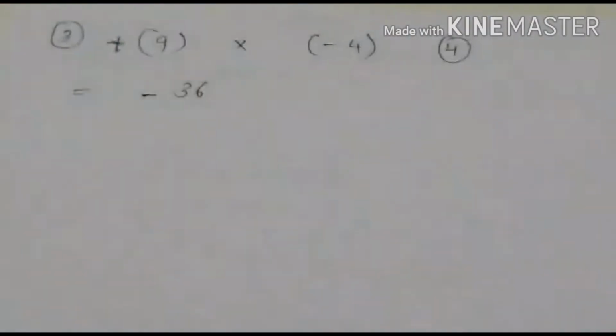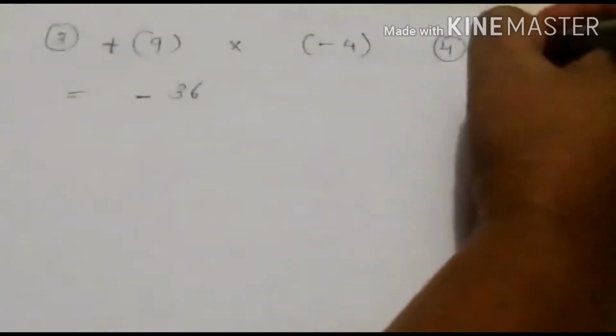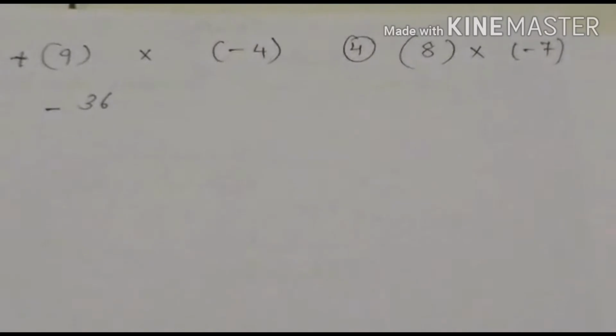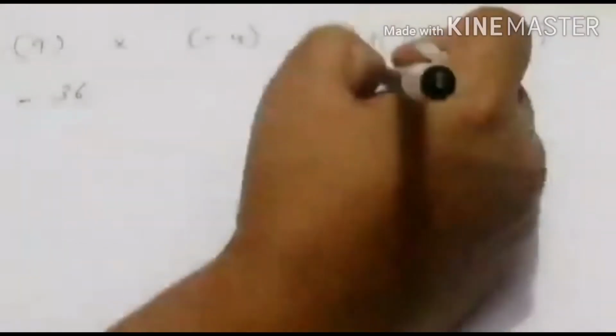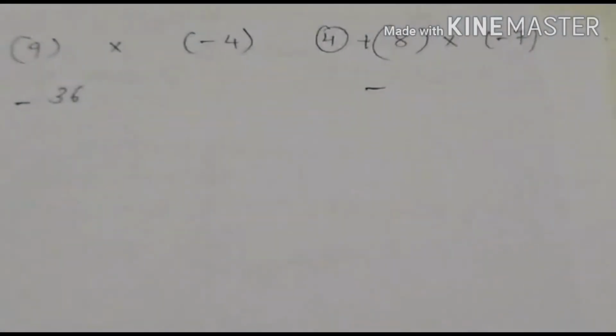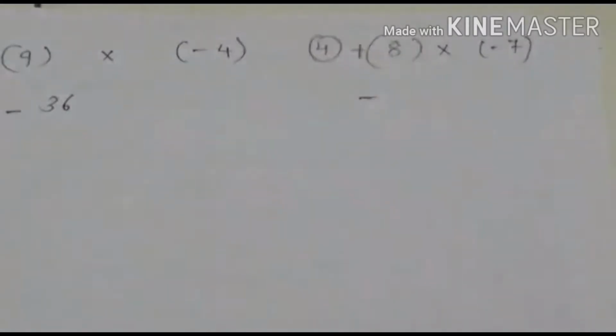The next example. Fourth example. 8 multiplied by minus 7. What is the fourth example? 8 multiplied by minus 7. Here again no sign is there for 8. It is plus sign. See the rule, plus minus is minus. So put the sign minus. Multiply the numbers. 8 sevens are 56. So what's the answer? Minus 56.